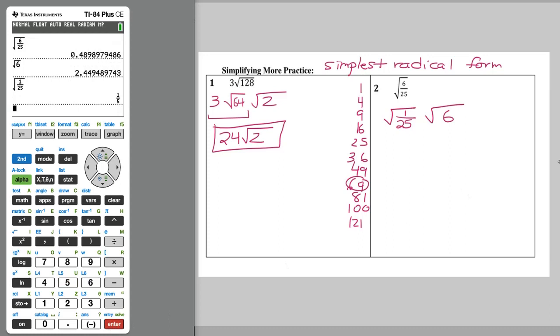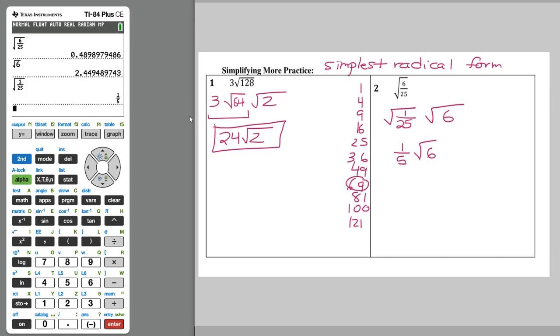And it comes out nicely. 25 is on my list. So this whole thing just becomes plain 1/5. Radicals all gone. And then the 6 is going to stay inside my radical.